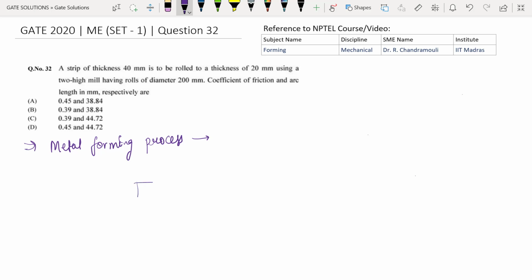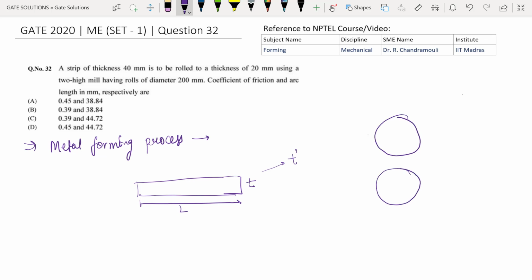Suppose we have a material like this with some thickness T and a very long length L, and we want to reduce this thickness T to some T dash. So we will pass this material between these two rolls, or we can say multiple pairs of rolls, such that they apply pressure on this workpiece and reduce the thickness. So we get the final thickness as T dash. This is T. Here T dash is less than T.